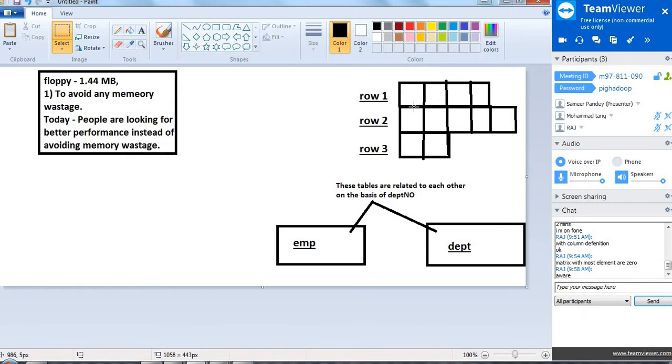It has a different number of columns in each row. What does it help with? It helps in avoiding null values also. See, that problem is also solved. I will take as much as I need, but in a SQL database you cannot have this. Okay, so am I clear up to this much? Any question? Okay, good.